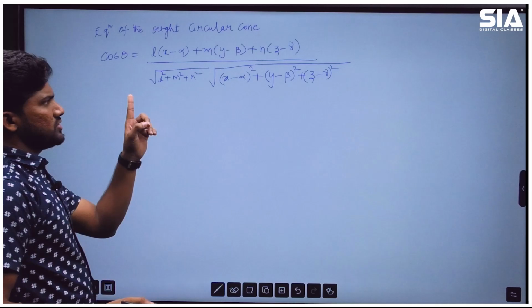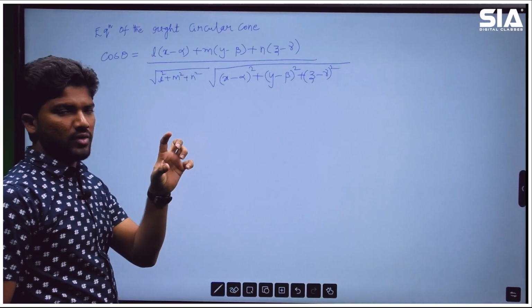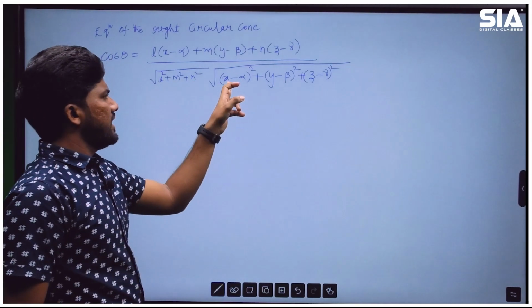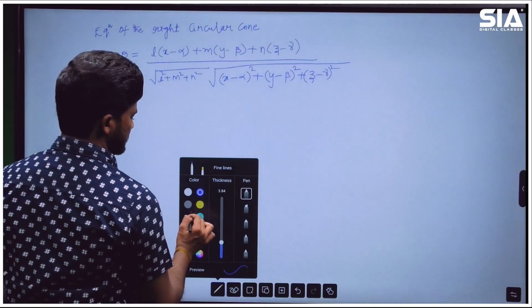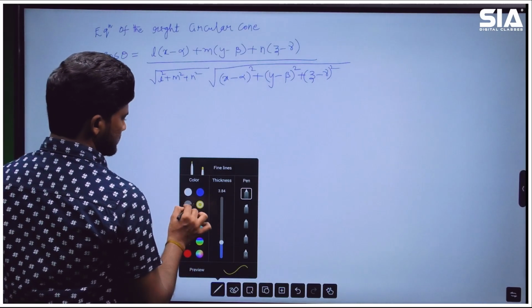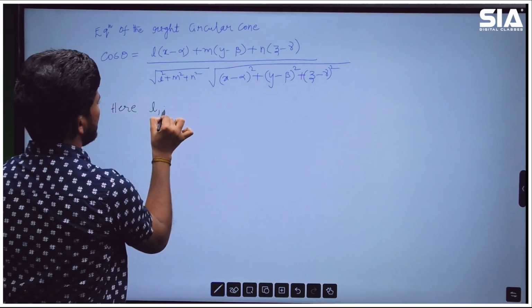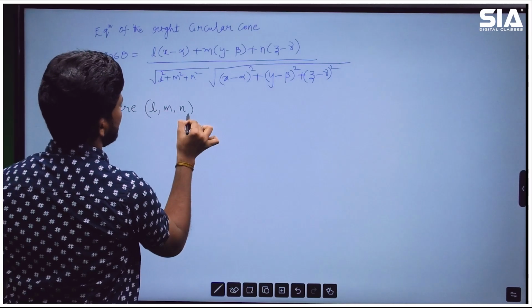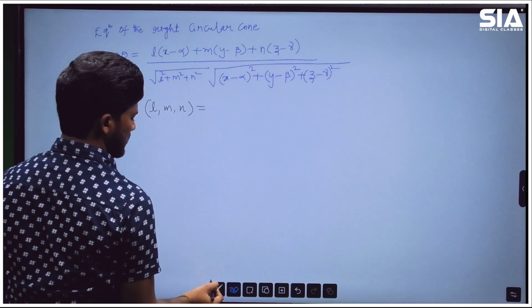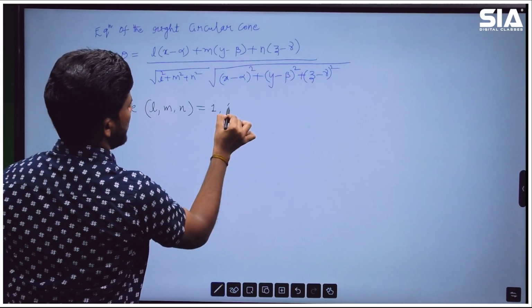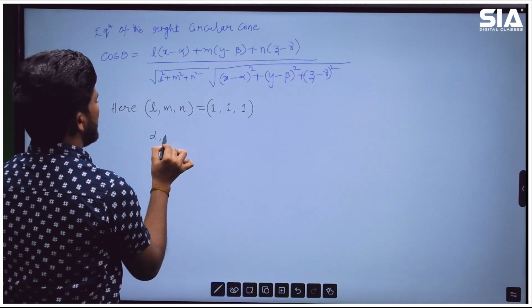Now substitute, what are the l, m, n values? l, m, n values are 1, 1, 1. So l, m, n is equal to 1, 1, 1, and alpha, beta, gamma is the vertex.